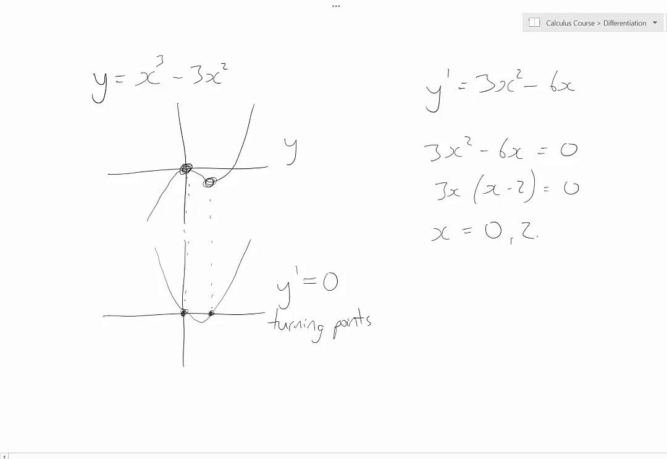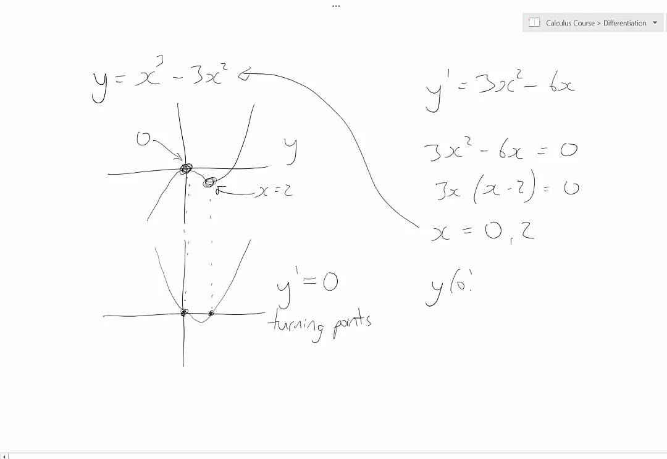So on our original function, this one here, the first one, is at 0. This second one here is at x equals 2. And so if we wanted to then get the coordinates for it, we would take the x coordinate and put it back into, up here, the original function.